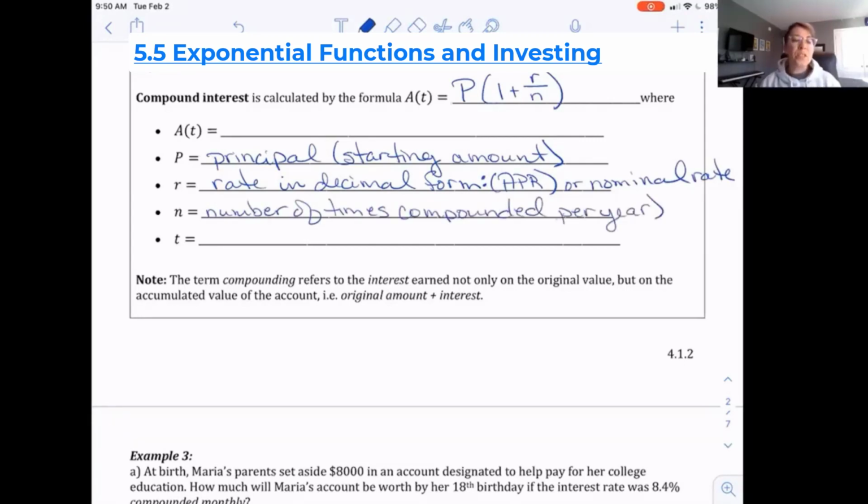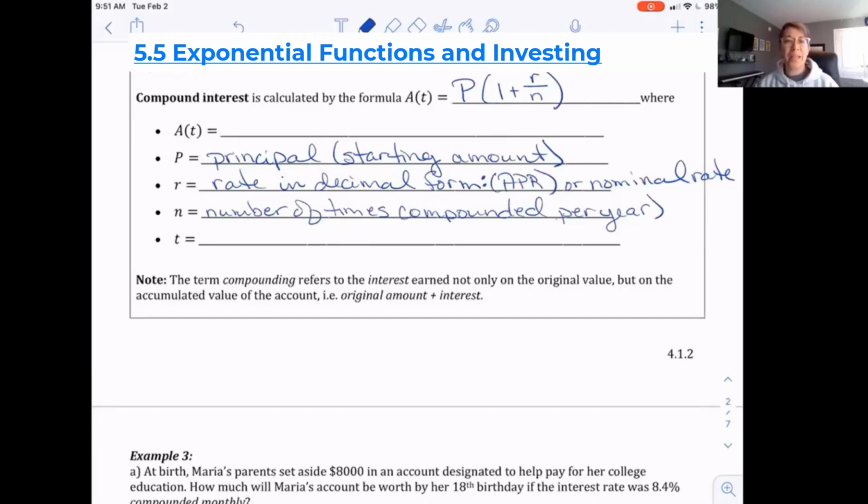Now, down below it says the term compounding refers to the interest it's earned not only on the original value, but on the interest itself. For example, if it's compounded monthly, like a savings account, that means whatever money you deposited in that first month will get interest that first month. The second month, you'll earn interest again, not only on your first deposit, but also on that interest that you earned the first month. So it's interest upon interest. We love compounding. But that's why we take the R divided by the N.